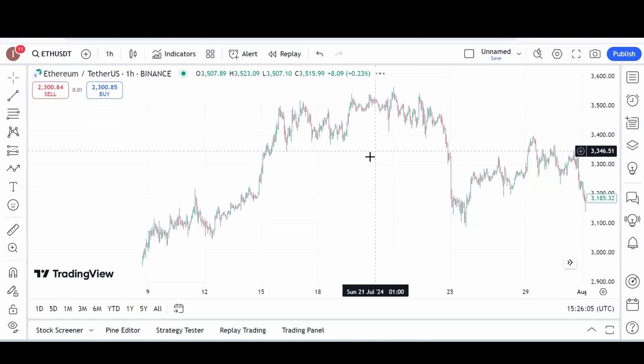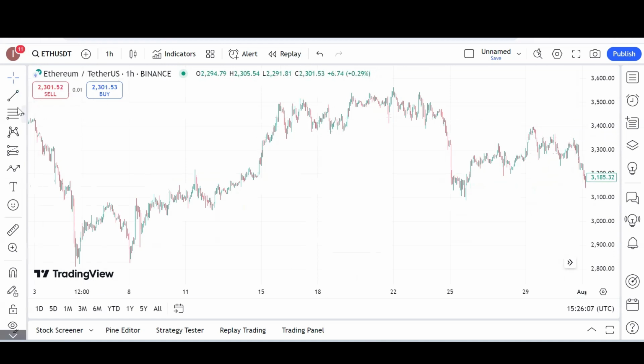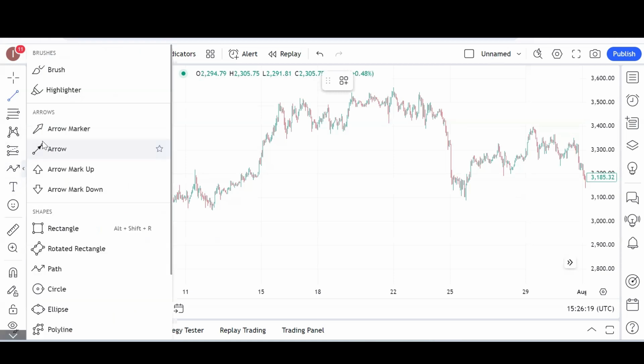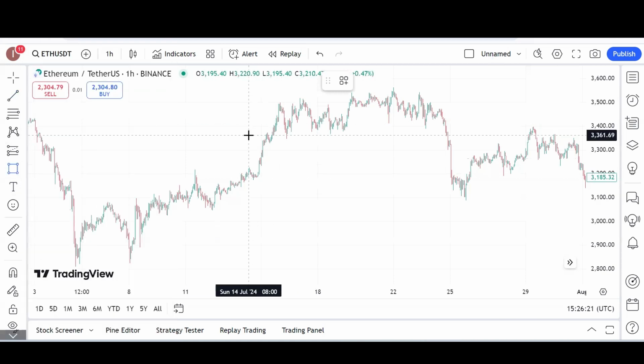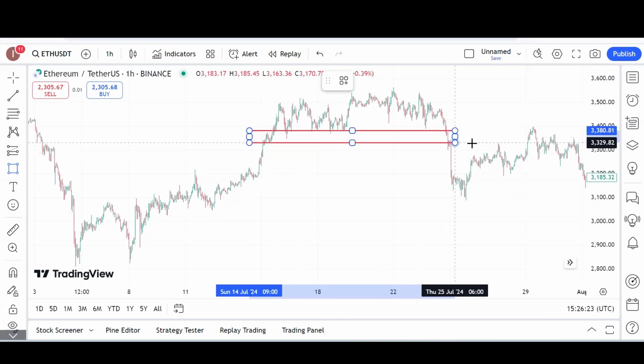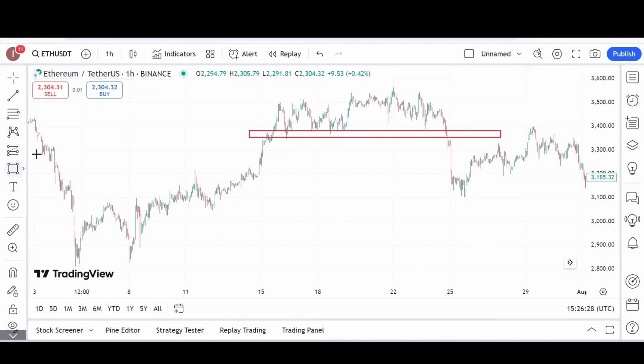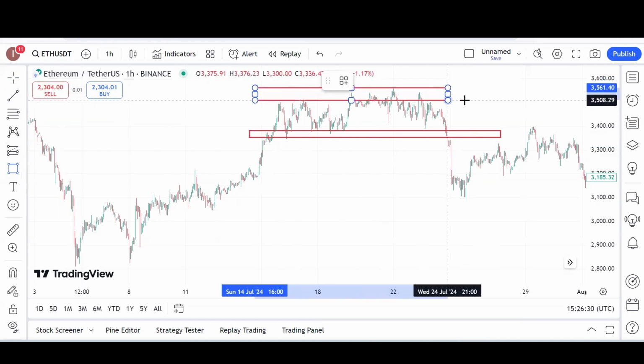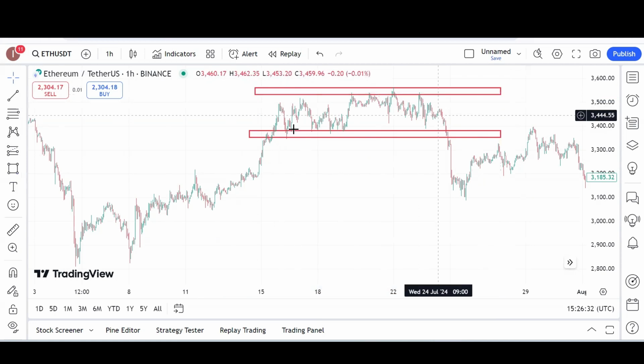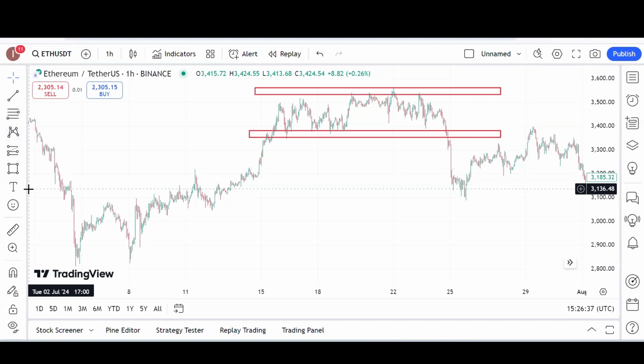Okay, I will give you more examples of support and resistance, and this becomes the resistance level. I will draw your resistance level. This is your support level, and that is your resistance level. Okay, now we move to your next chart.